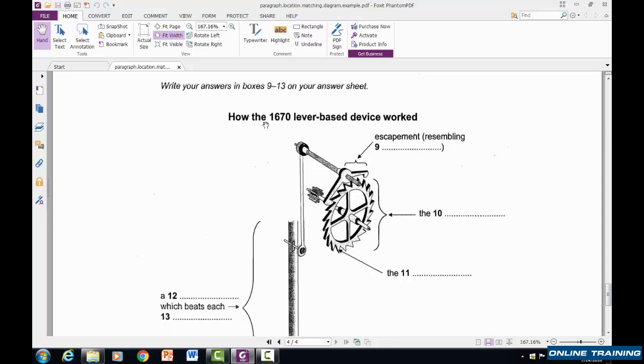1670. How the 1670 lever-based device worked. 1670, right? We should be able to look and find that date very, very fast. And once we find that date, we will find all the answers that go in the blank lines. Okay? All right, number 9 is dealing with escapement, and the key word here is resembling.